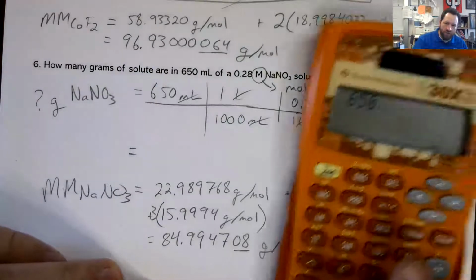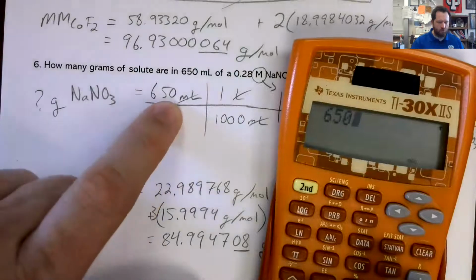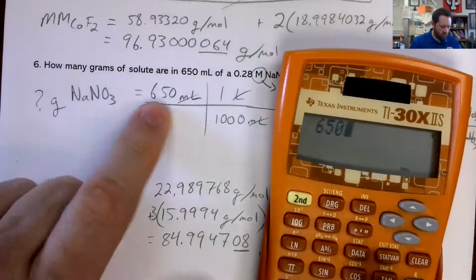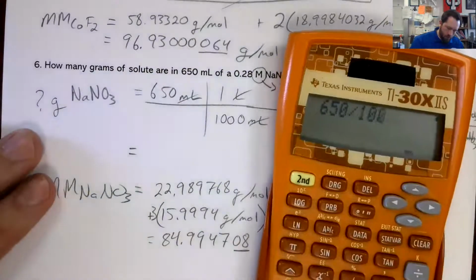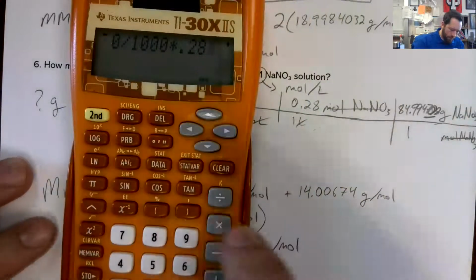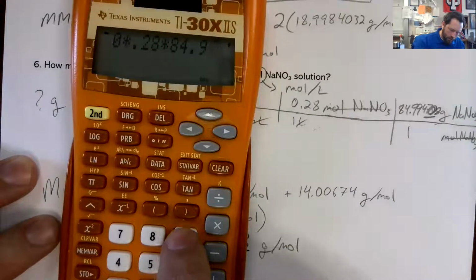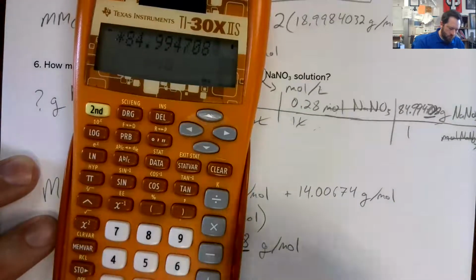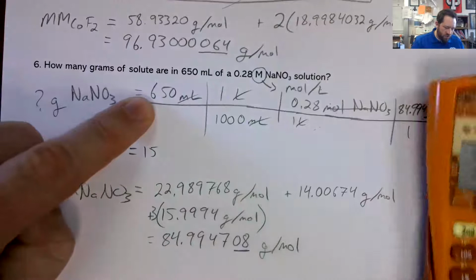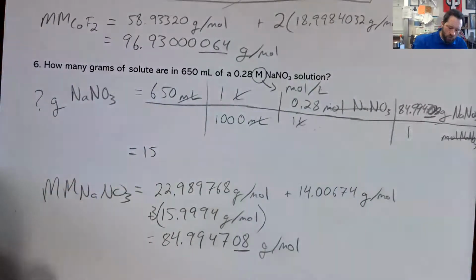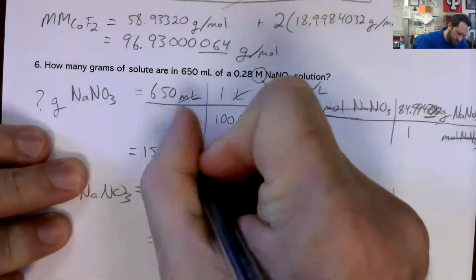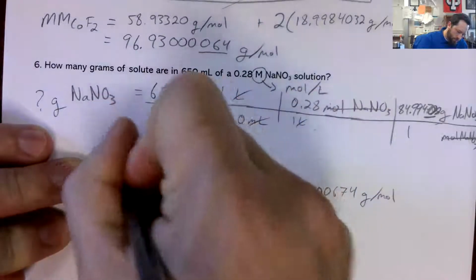So we had 650. That's just 2 significant digits there. There's no decimal, so trailing zeros are only significant when there is a decimal, and there isn't. So just 2 significant figures. Divide that by 1,000. Multiply it by 0.28. And multiply it by 84.994708. Press the compute button. Hey, there we go. And just 2 significant digits there. We just want 2 in our final answer. So 15 will do. 15 grams sodium nitrate.